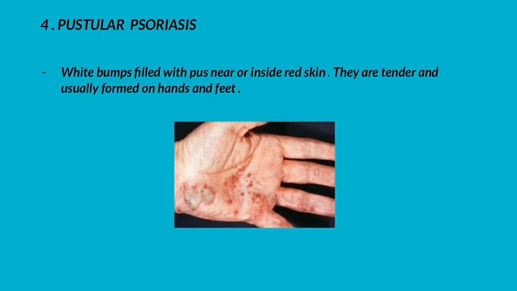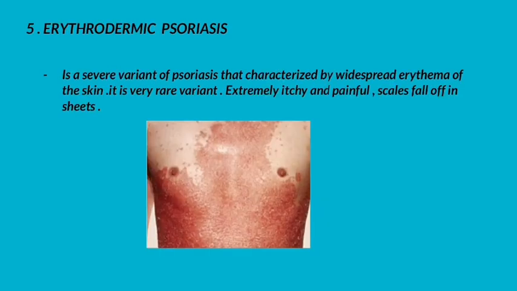Fourth, pustular psoriasis: white bumps filled with pus near or inside red skin. They are tender and usually form on the hands and feet. Fifth, erythrodermic psoriasis. Erythrodermic psoriasis is a severe variant of psoriasis characterized by widespread erythema of the skin. It is a very rare variant, extremely itchy and painful. Scales fall off in sheets.